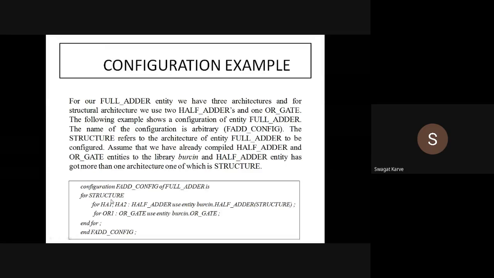For the for structure, you have to specify that the for loop will get executed this many times. And end configuration: whatever you have started, you have to end with the same title. So that is what is expected. This is all about the configuration example, right? If you have any doubt regarding packages or configuration, feel free to ask.